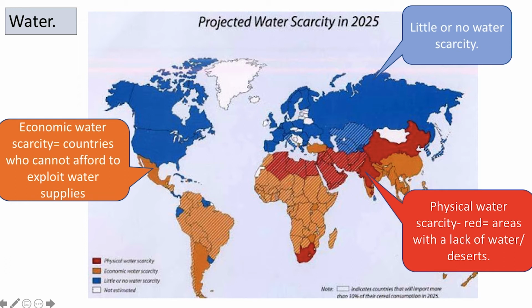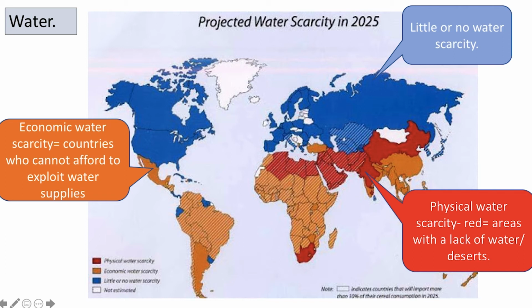So this map is about a projection, what we think it will be like in 2025. So the title is Projected Water Scarcity in 2025. If something is scarce, it means that there's little of it, it's hard to find. So taking a look at this map, we can see that the blue areas show that there's little or no water scarcity anticipated in 2025. However, those areas shaded partially or completely in red are those areas which have physical water scarcity. So there could be areas of desert, etc. And the areas in orange are economic water scarcity, countries who cannot afford to exploit their supplies.